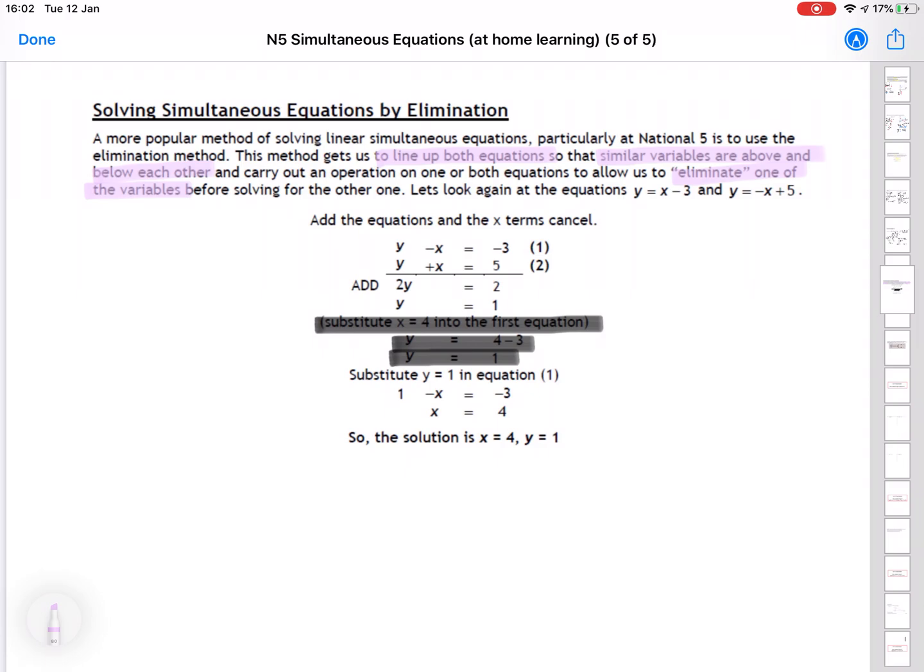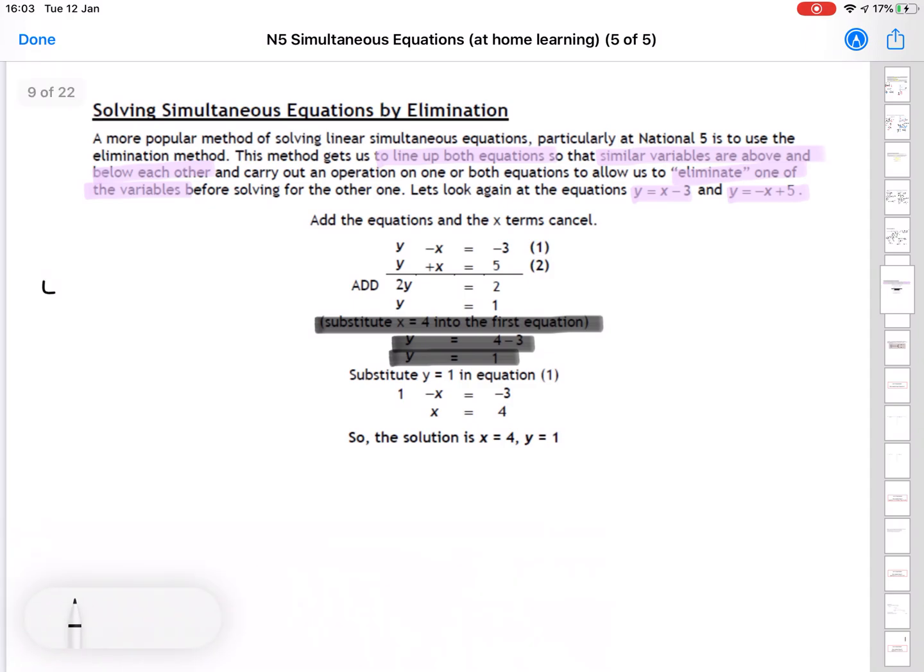So in this example here, we have our 2 equations, y equals x minus 3 and y equals minus x plus 5. So the first thing we need to do is take each equation and make sure the x and the y terms are on the left-hand side of the equals sign. So there is a little bit of rearranging to do here, but not as much as we had to do previously. So that first example, I'm going to just jot down on the side here.